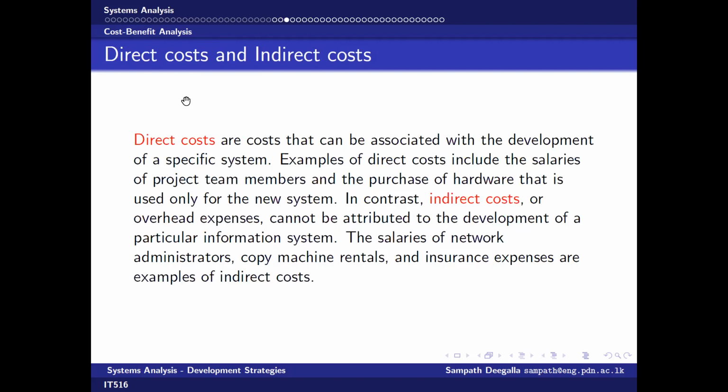The next one is direct cost and indirect cost. Right? Direct cost means the cost associated with the development of the system. For example, salaries of the project members, purchasing hardware, software, and so on. Indirect cost is other things, right? Some of the costs are not directly applicable to the development of the system. For example, salaries of network administrators, they do not come directly, but indirectly. Copy machine rentals, insurance expenses, they can be considered as indirect. Although they are not direct, you have to consider them indirectly as well.